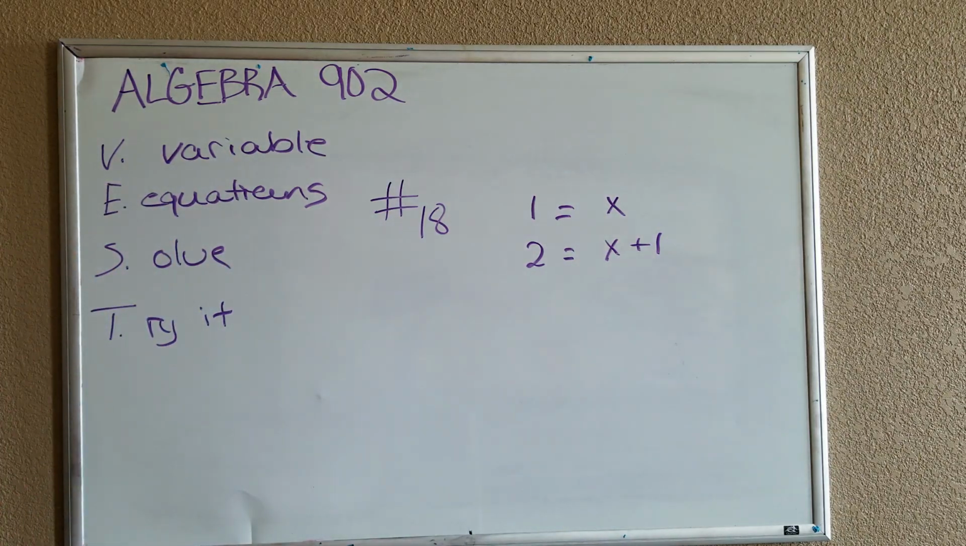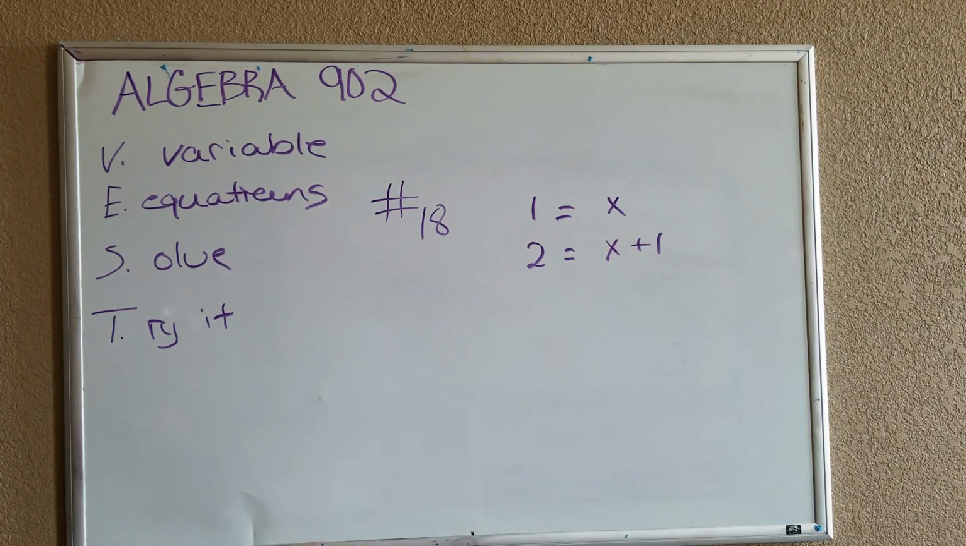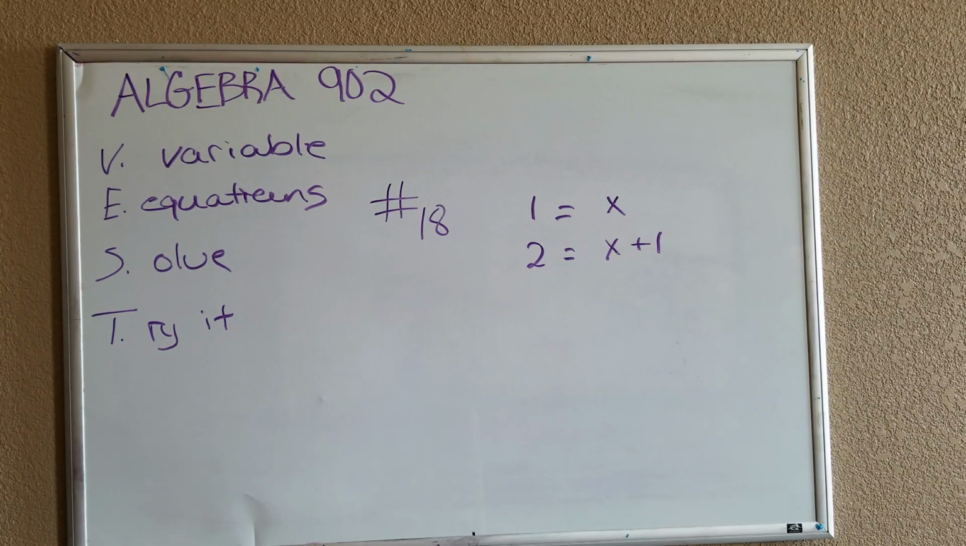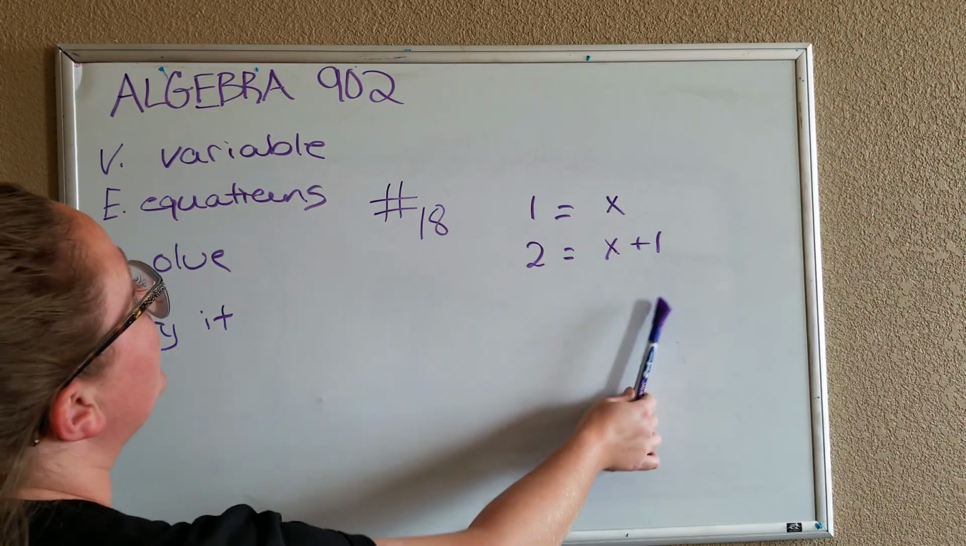Now, if they say consecutive even integers or consecutive odd integers, you have to add 2, so you can skip a number. But if they just say consecutive integers, it's just x and x plus 1. If they say 3 consecutive integers, your third one would be named x plus 2.